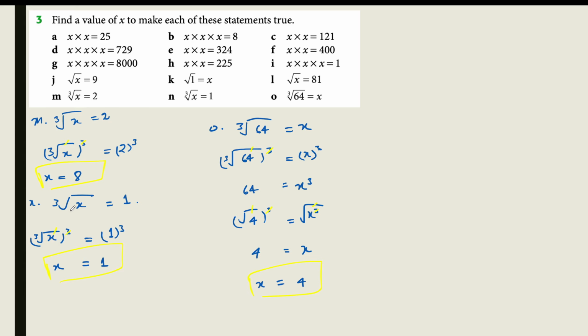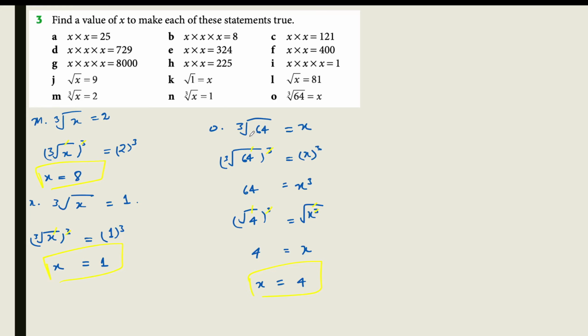This is also a cube root. Cube root of x is equal to 1. In order to get rid of the cube root, we take cube on both sides. The cube on the left hand side with the cube root gets cancelled and we get x. On the right hand side we get 1 raised to the power of 3. So 1 multiplied by 1 multiplied by 1 is equal to 1. This way we get the value of x, which is equal to 1.